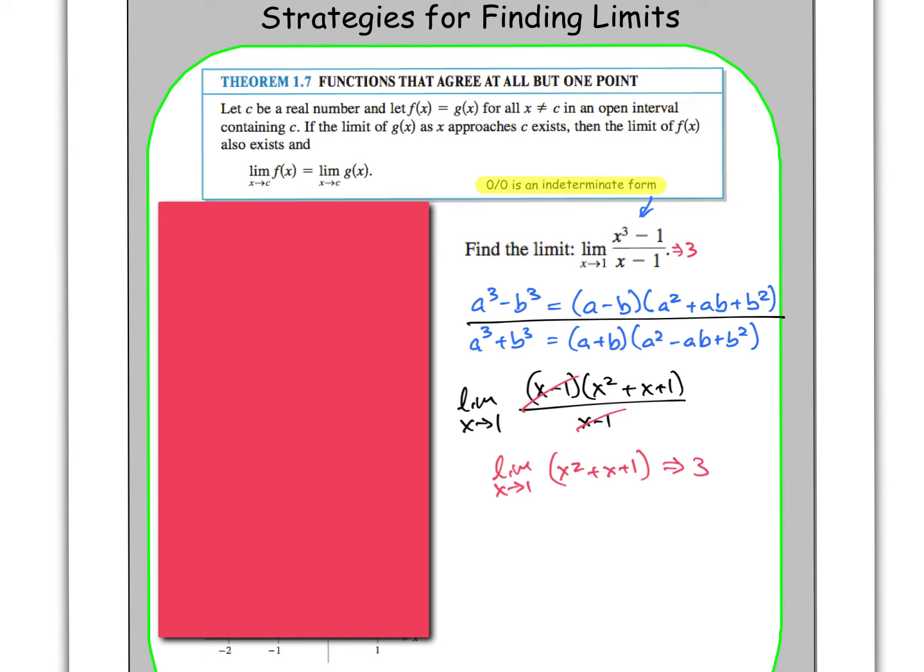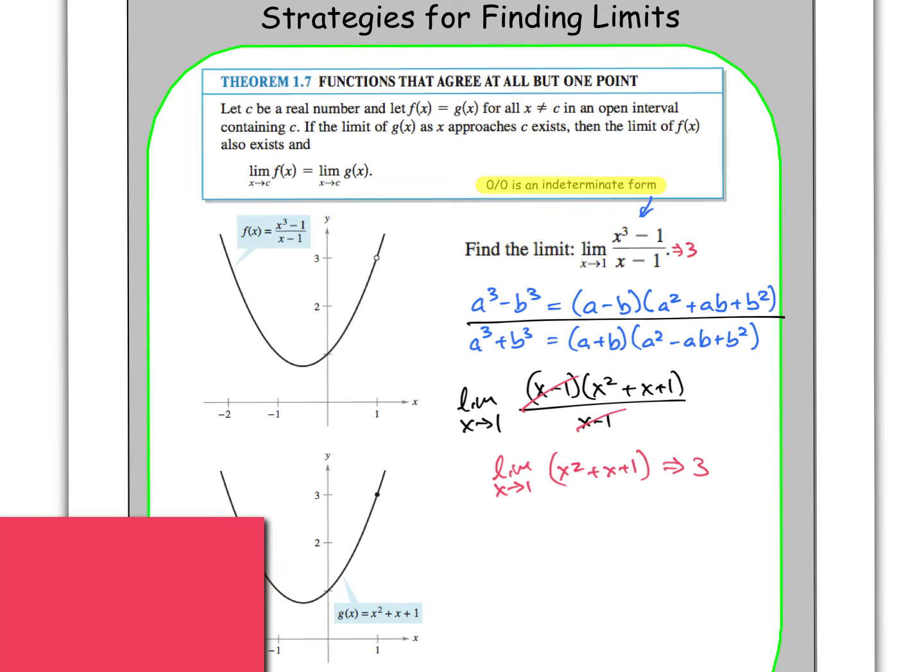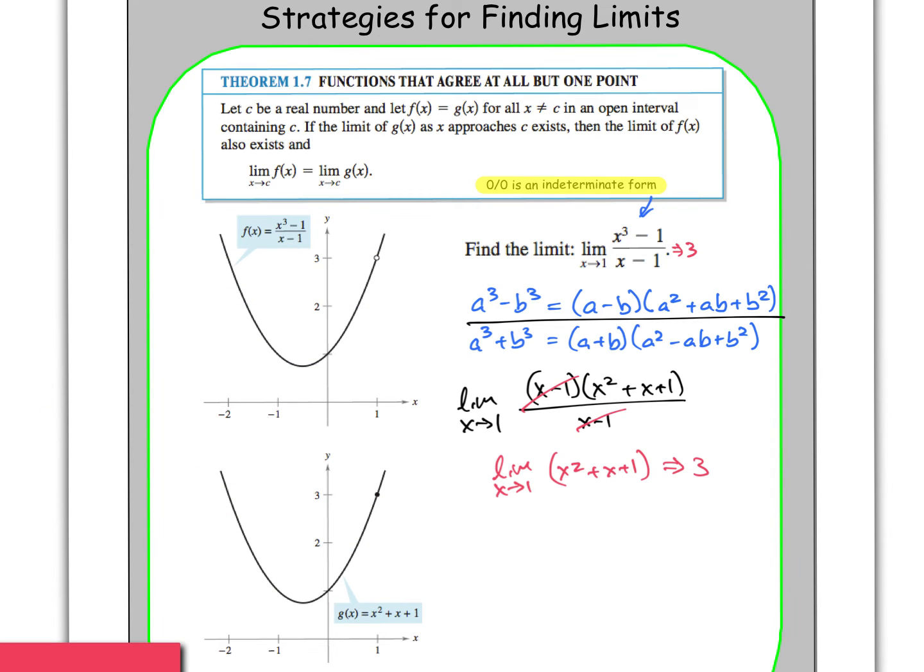Now, remember graphically, what just happened? A hole. It was a hole at what? 1. At 1 comma 3. There was a hole at 1, 3. But this simpler function is the same thing except for at that hole. That's what's really happening here. So that's what's going on when we cancel something out. Now it works. All right?